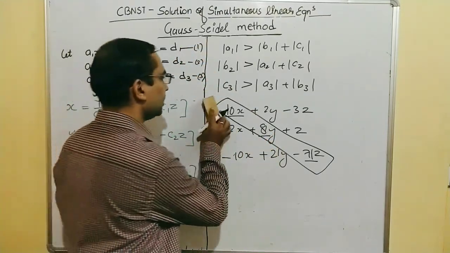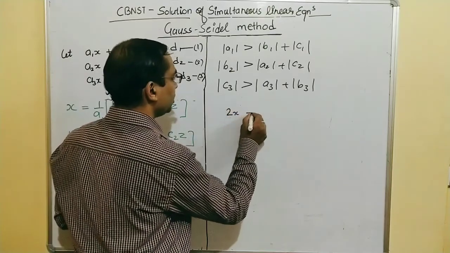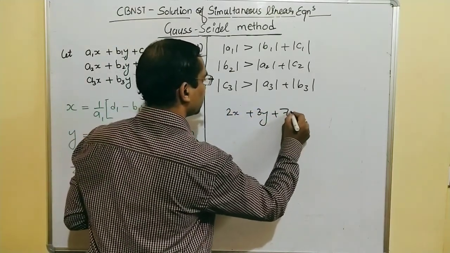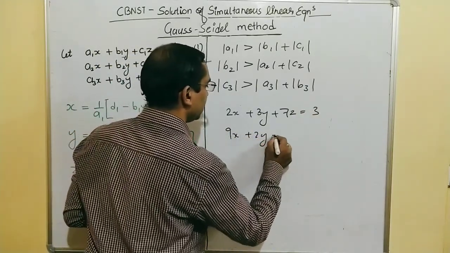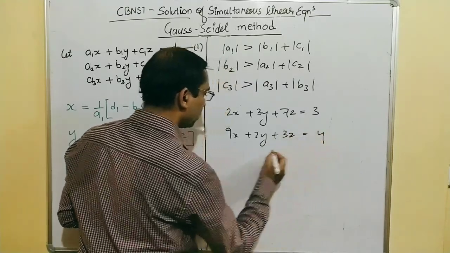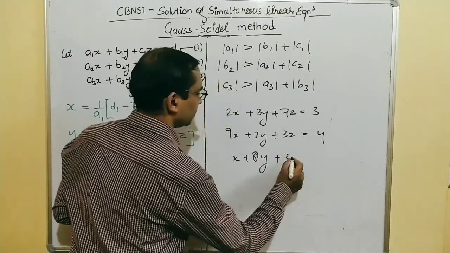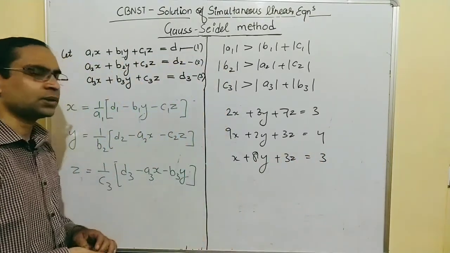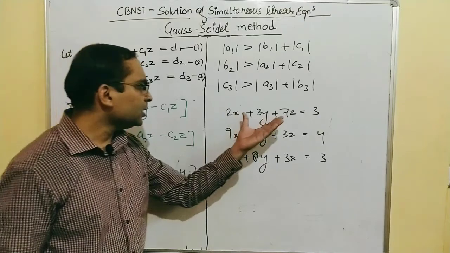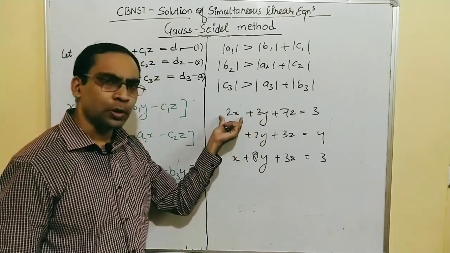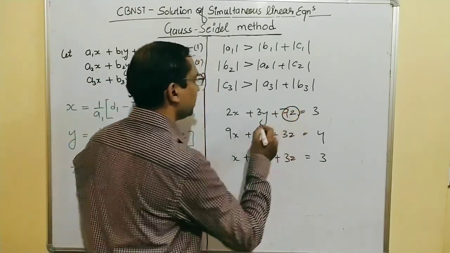Let me show you one more example. If we have a linear system of equations, something like this, let's say 2x plus 3y plus 7z is equal to 3, 9x plus 2y plus 3z is equal to 4, and x plus 8y plus 3z is equal to 3. Is this diagonally dominant? Let us see. In the first equation, the first term is not dominating. Which term is dominating? The last term. Let me highlight this. This is dominating in the first equation.